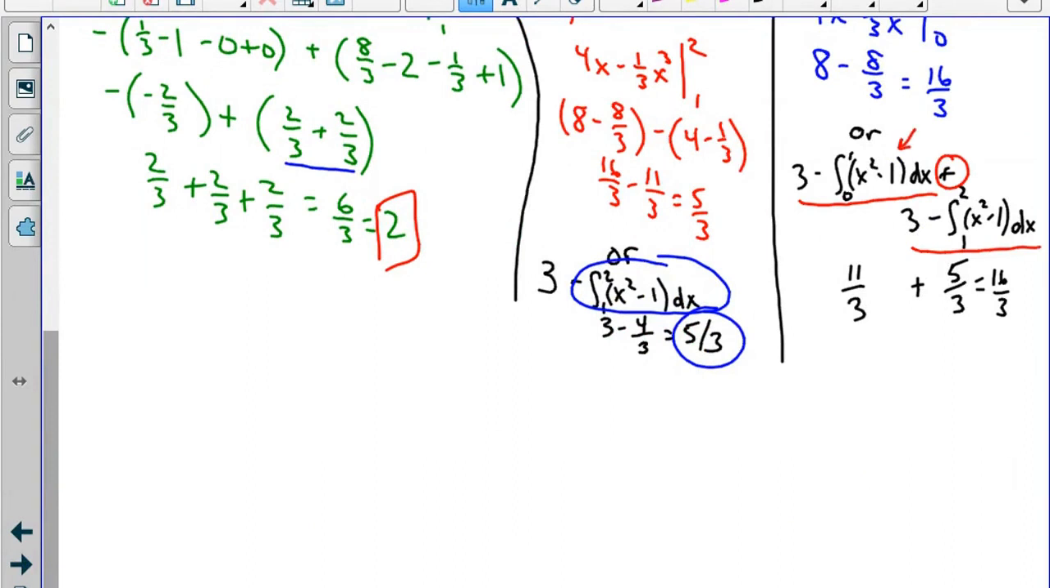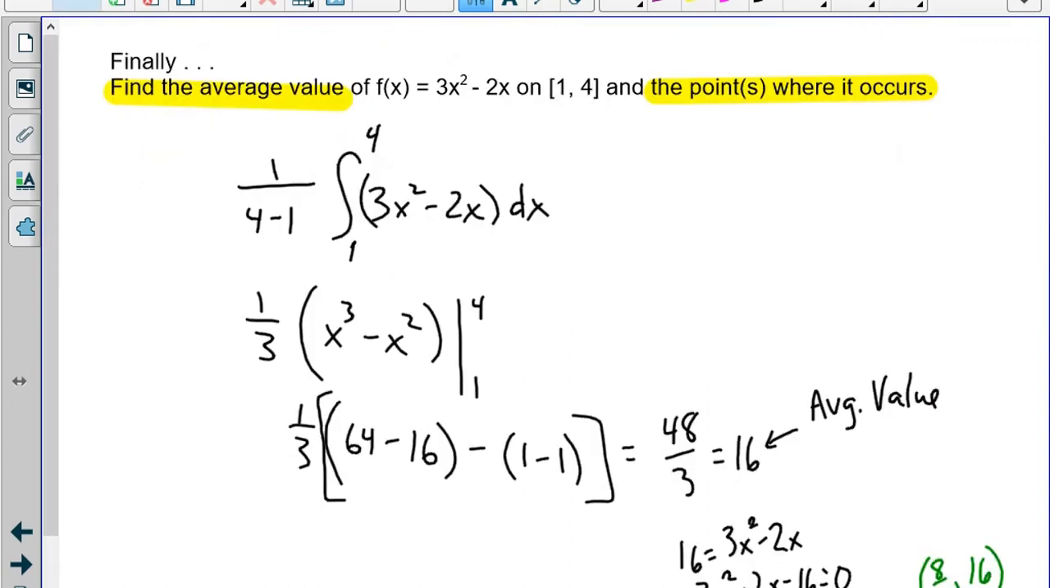Since I already calculated this, that was negative 2/3. So this becomes 3 plus 2/3. And then over here, I already calculated this in the second part to be 5/3. So 3 plus 2/3 is 11/3 plus 5/3 gives me 16/3, which was the same answer I had earlier. So I could do this either with geometry or calculus and geometry together, or I can do it with just calculus.